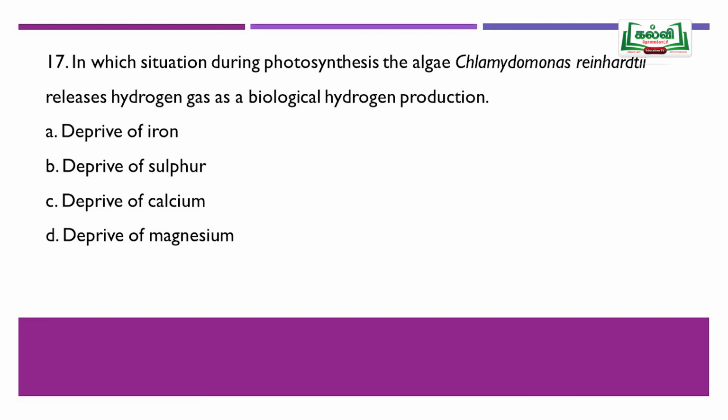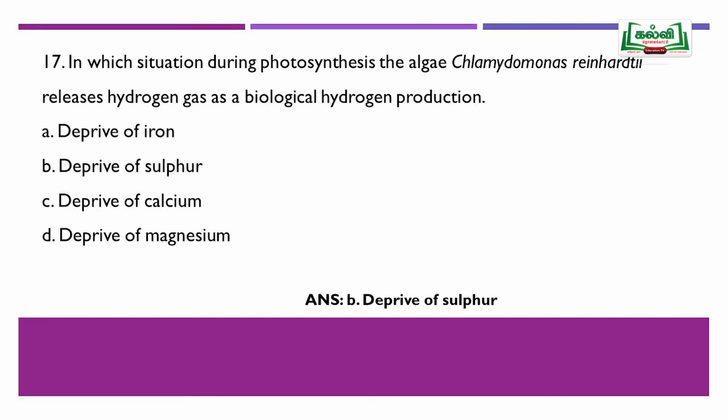So, the options are deprivation of iron. Deprive means a deficiency of iron. Okay. Deprivation of sulfur, deprivation of calcium, deprivation of magnesium. So, the correct option for this is the sulfur deprivation condition. If sulfur is not available in the medium, the particular alga starts producing hydrogen instead of oxygen. So, the correct option is B, deprivation of sulfur.